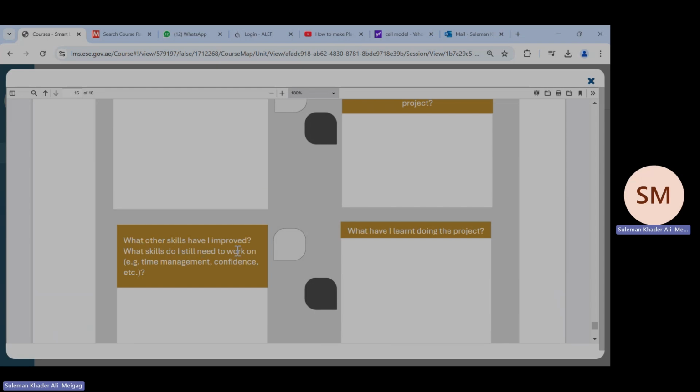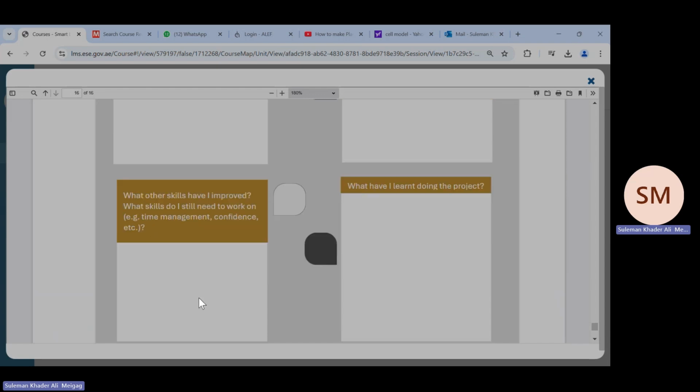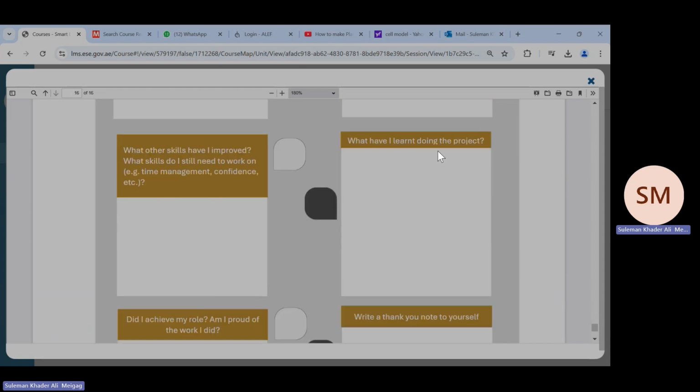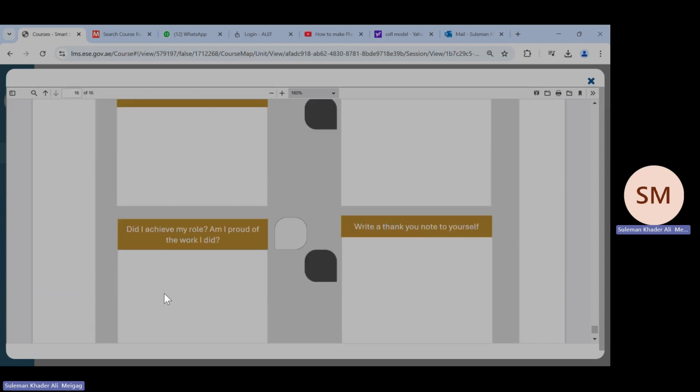What other skills have I improved? What skills do I still need to improve? How was my time? How did I manage time? How was my presentation? You write it here. And then what have I learned doing this project? What did you learn about the project? How much did you learn about the cell? Okay. Did I achieve my role? Am I proud of the work I did?